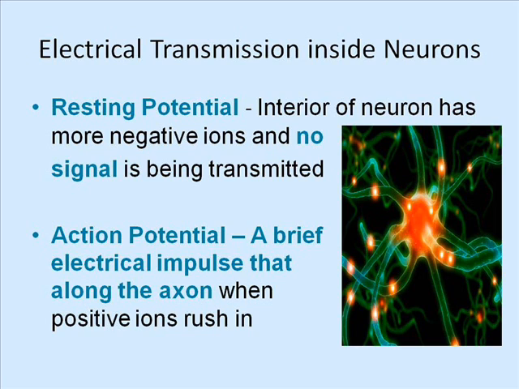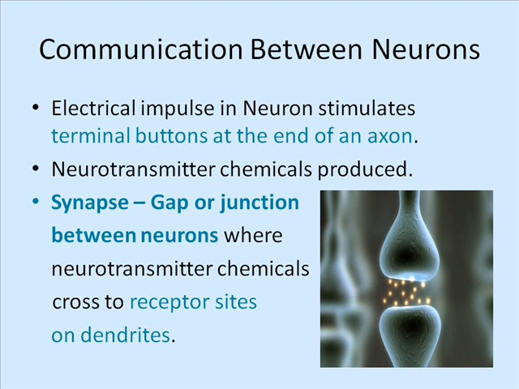When electrical activity is stimulated within the neuron, in other words, a message is being transmitted, this is described as an action potential. There's a brief electrical impulse when the positive ions rush inside the neuron. When the electrical impulse reaches the end of the axon, the junction or gap between neurons is known as a synapse. Objective number 2 asks you to identify the basic components of the synapse.